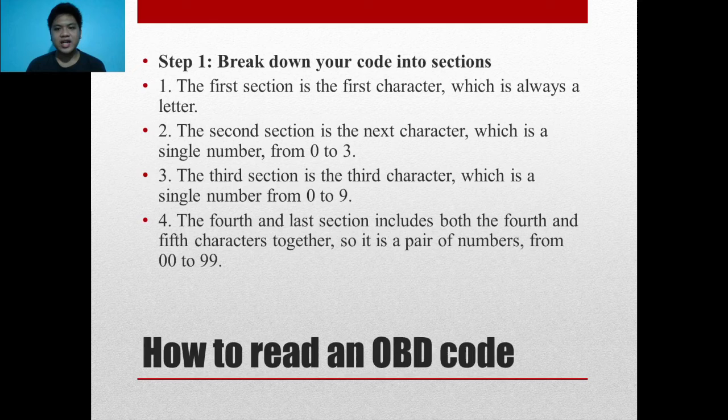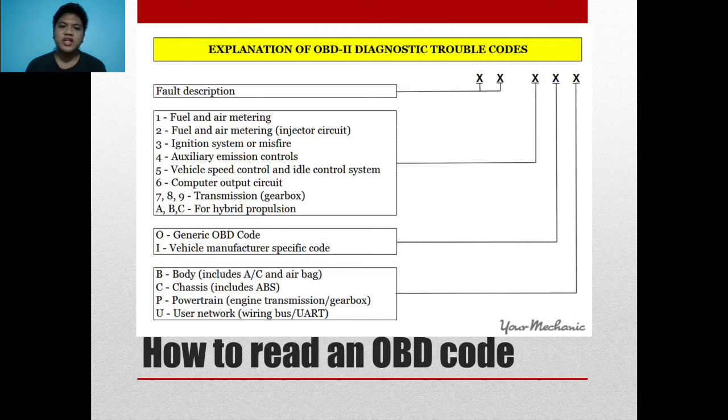The first section is the first character, which is always a letter. The second section is the next character, which is a single number from 0 to 3. The third section is the third character, which is a single number from 0 to 9. The fourth and last section includes both the fourth and the fifth characters together, so it is a pair of numbers from 00 to 99. Explanation of OBD2 diagnostic trouble codes. You can screenshot this if you want. This is the letter, the first number, the second, and the two conjoined numbers. Fault description.